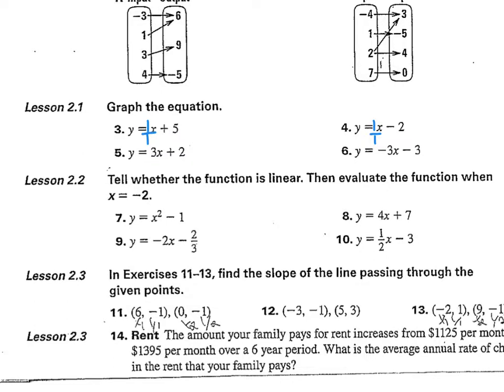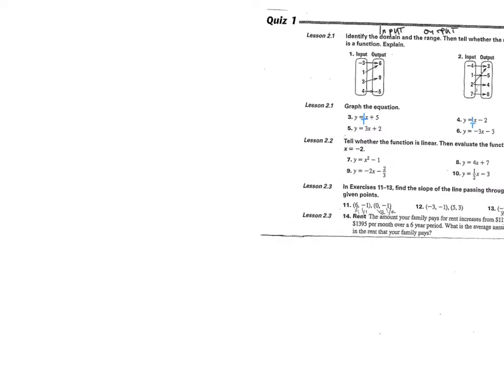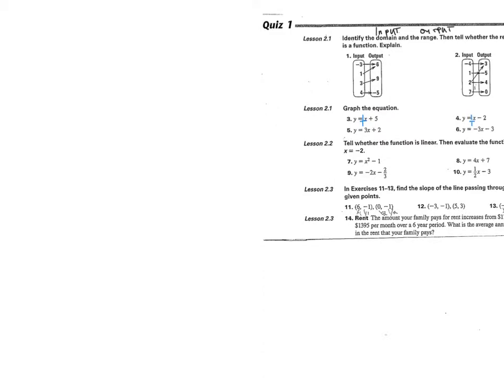On 3 through 6, you need to graph these equations. The most important thing to do is first identify the m and the b. Remember, your b is always the last number. Your m is the slope, which is right in front of the x. Now when we graph, I'm just going to shrink this off to the side momentarily. You want to draw a graph.